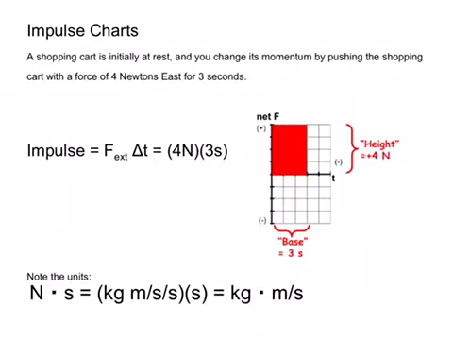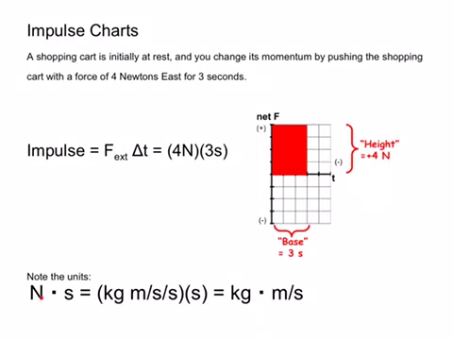All right, so let's just talk about a quick example for impulse. If we have a shopping cart that's initially at rest and we push it with a force of 4 newtons for a total of 3 seconds in the positive direction, we can determine that its impulse is 12 newtons times seconds. Notice that the units of impulse are the same as the units for momentum.